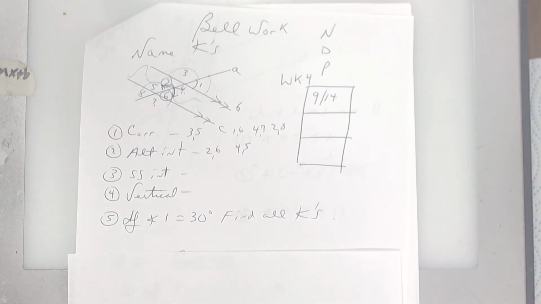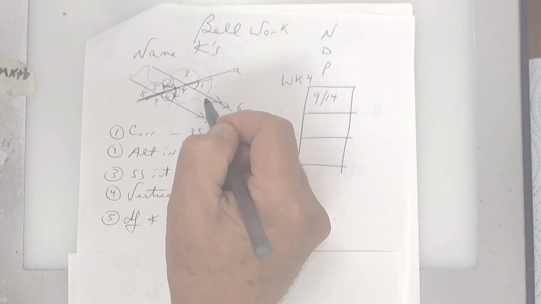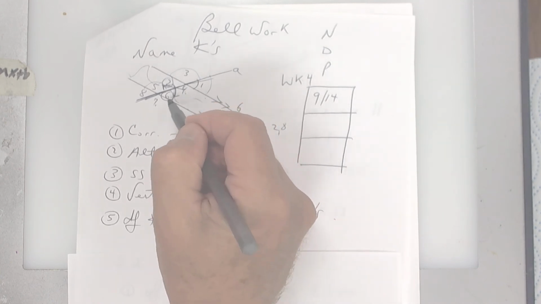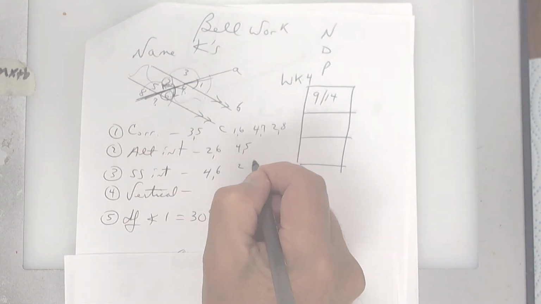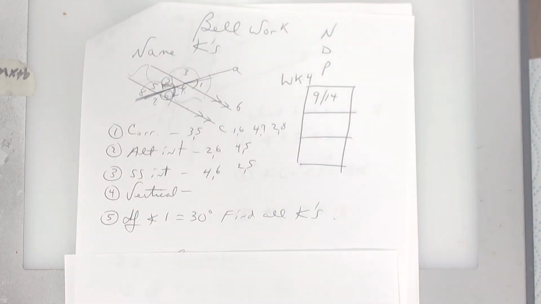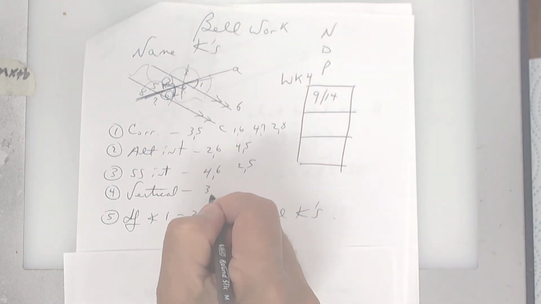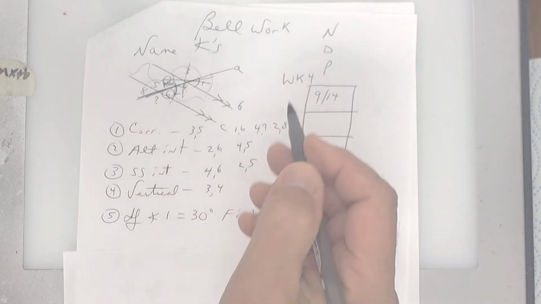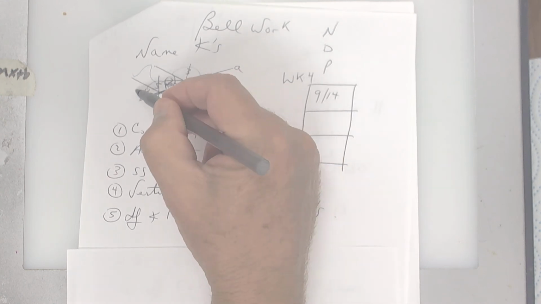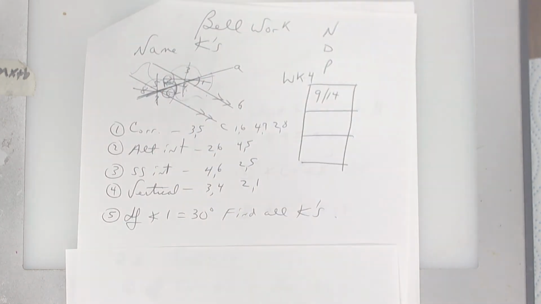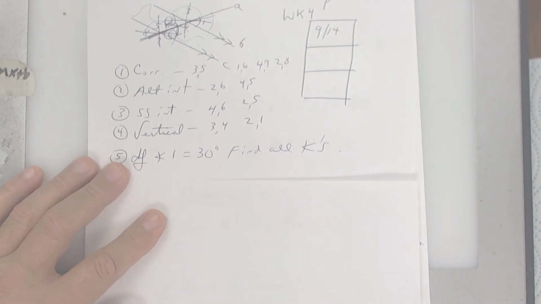Same side interior would be, here's your transversal. So it's got to be on the inside, but on the same side of that line. So 4 and 6 and 2 and 5. And then finally vertical, there's a bunch of them. I'm only going to give you a few. So straight across, 3 and 4. Take your pencil like this. 2 and 1. It's almost like you just exit out. 5, 7, 8, 6.